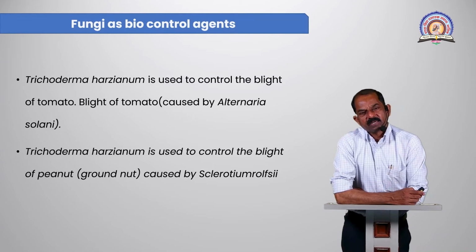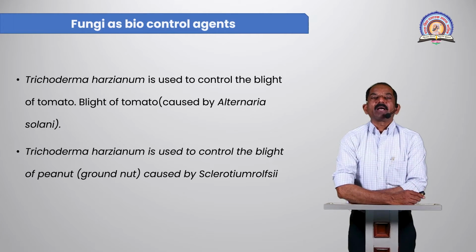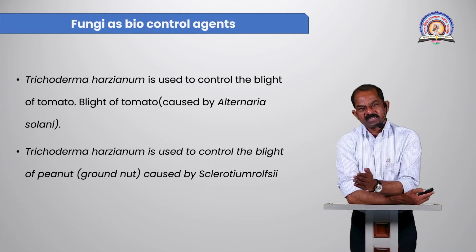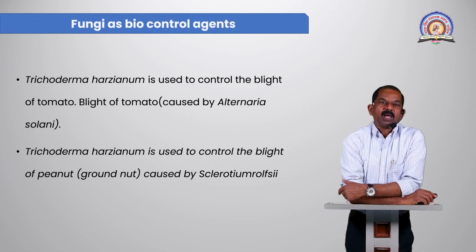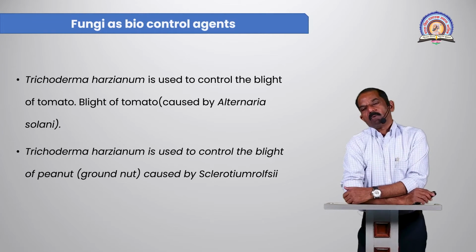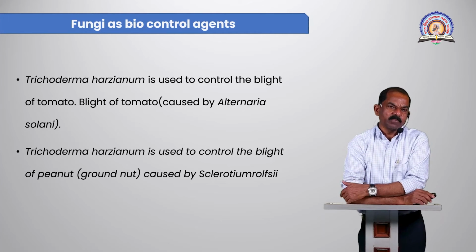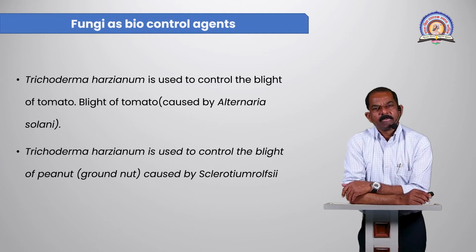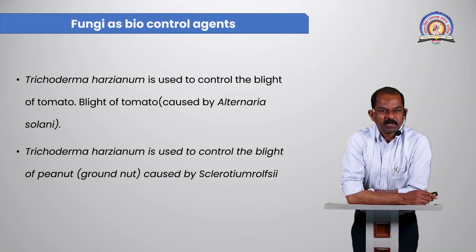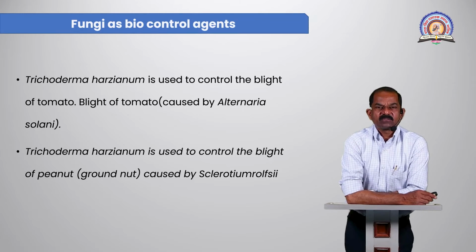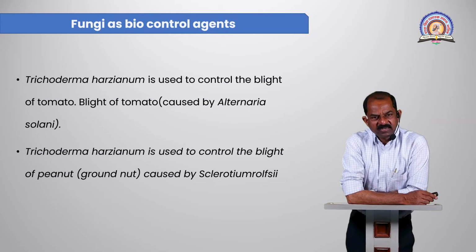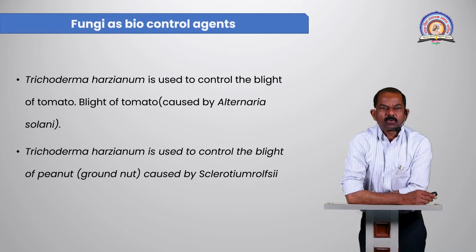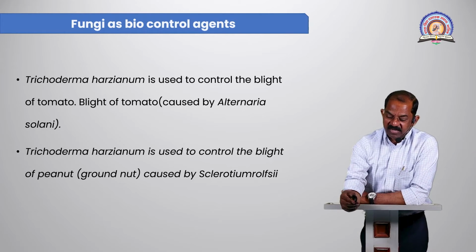Fungi in agriculture also play an important role as biocontrol agents. This means one organism controls the growth of another organism, known as biocontrol, and fungi also play an important role as a biocontrol agent. One example is Trichoderma harzianum, used in control of the blight of tomato, a disease caused by Alternaria solani, and this disease is controlled by one Trichoderma species. Whereas Trichoderma harzianum is used to control blight of peanut, that is the groundnut disease caused by Sclerotium.